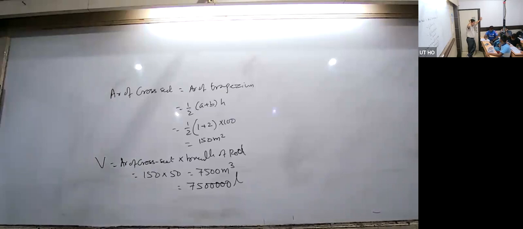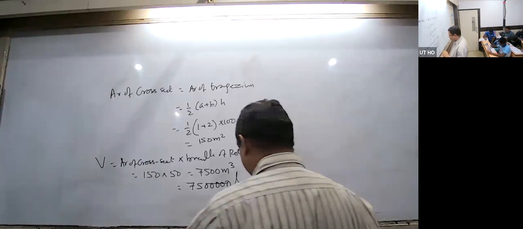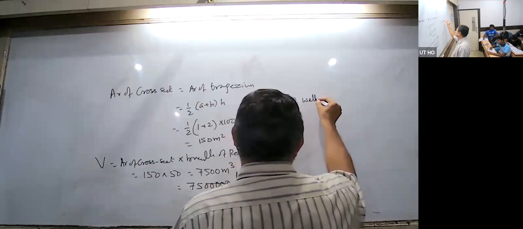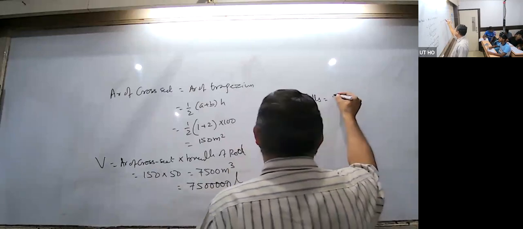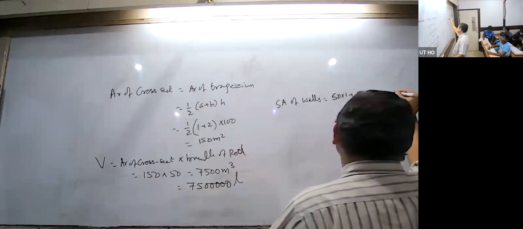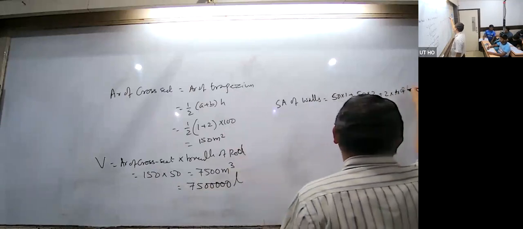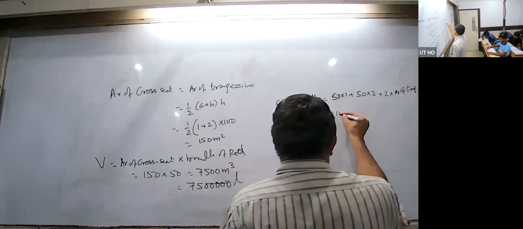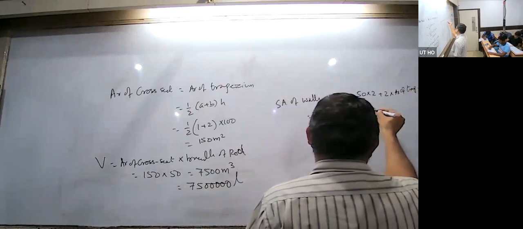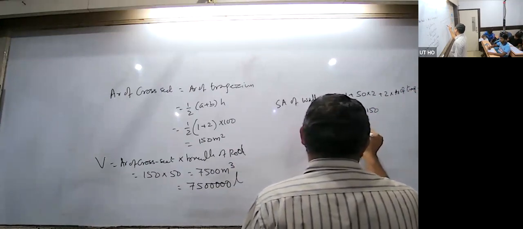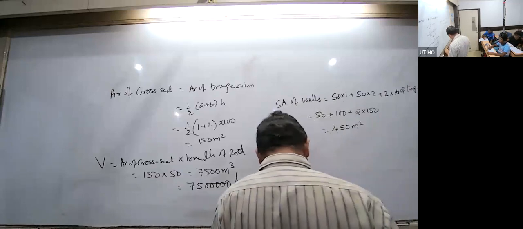Okay, so surface area of the walls is equal to 50 into 1 plus 50 into 2 plus 2 times area of trapezium. That is 50 plus 100 plus 2 times 150. 300 plus 400. Sir, 450.